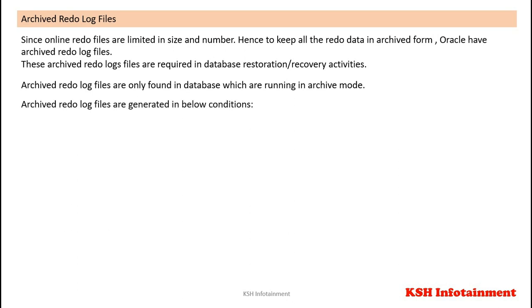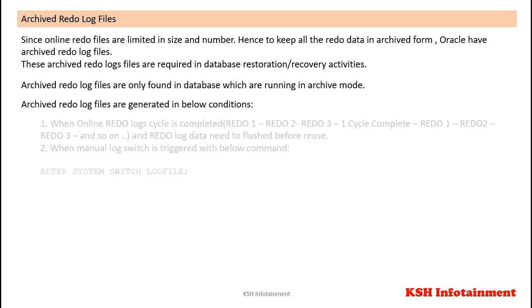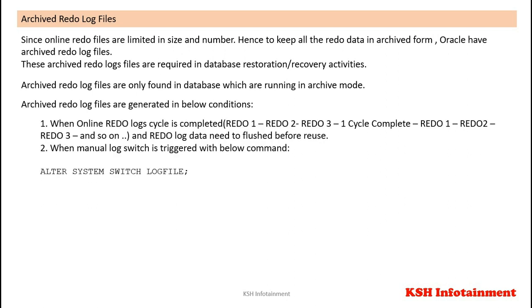Archived redo-log files are generated in the below conditions. First, when the online redo-log cycle is completed. Let's assume we have three redo-log groups, redo 1, 2 and 3. Suppose redo 1 group is filled, then it will switch to redo-log group 2, and if it fills then it goes to redo-log group 3, and if all three are filled, then Oracle wants to use the redo 1 group again.